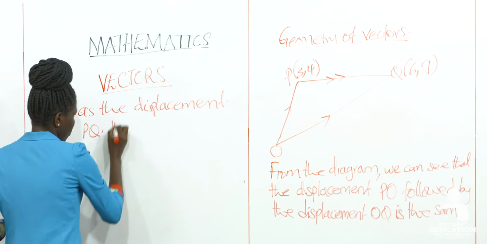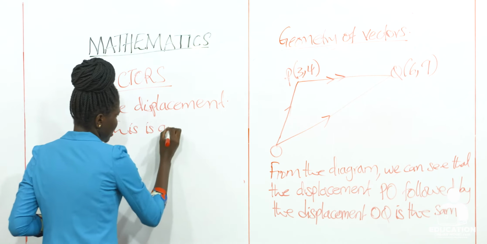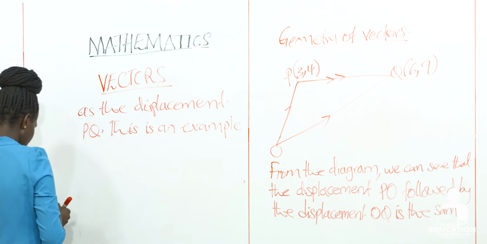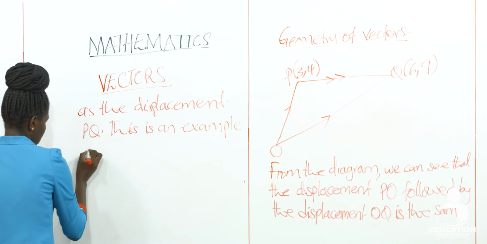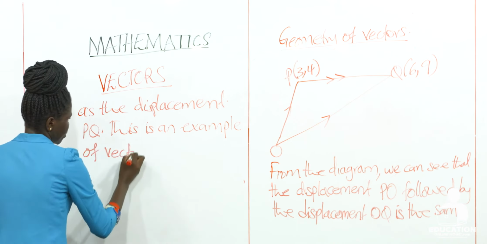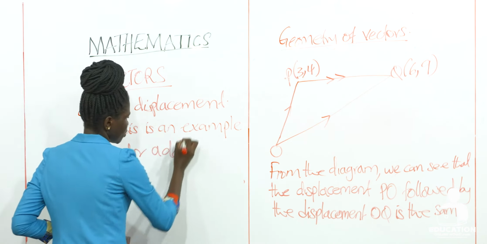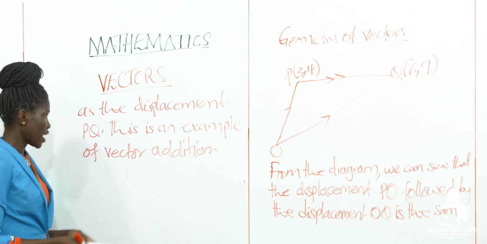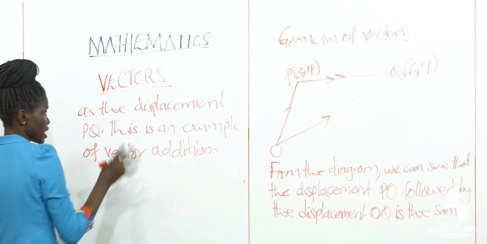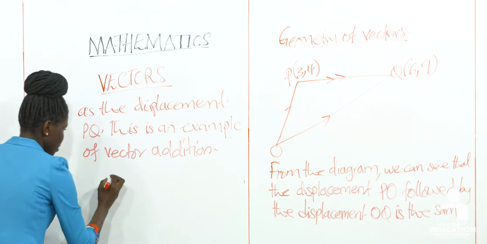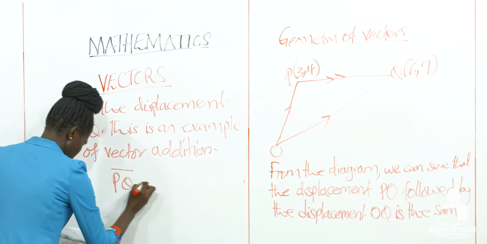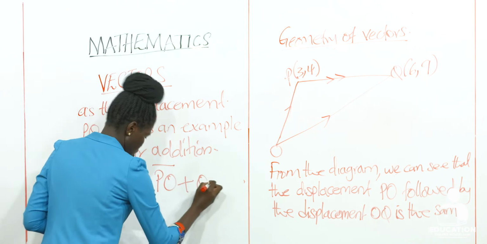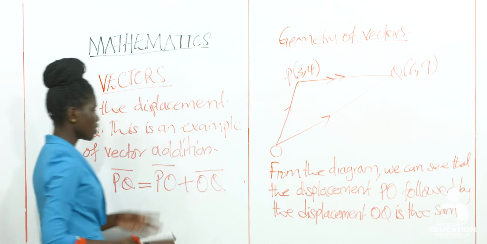This is an example of vector addition. So with the geometry of vectors, mainly we are going to deal with addition of vectors. For example, we can write what we've written here simply as PQ is equal to the displacement PO plus OQ.